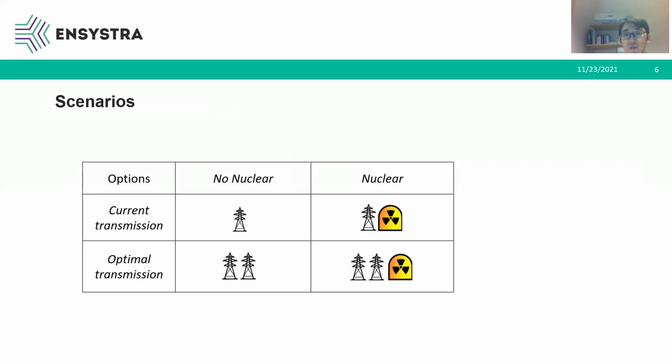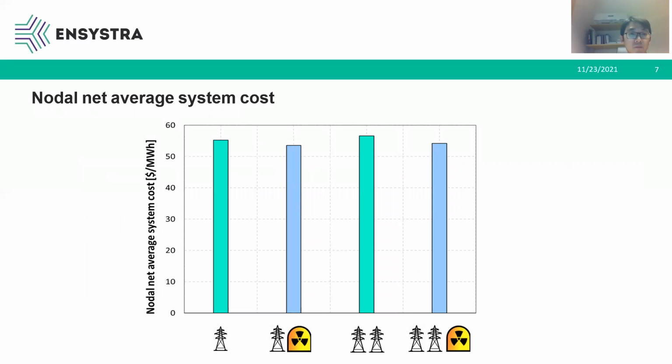In the results section, I will compare the nodal net average system cost for these 4 base scenarios. Now let's look at the results. The y-axis here represents the nodal net average system cost. First, let's look at the case of current transmission.